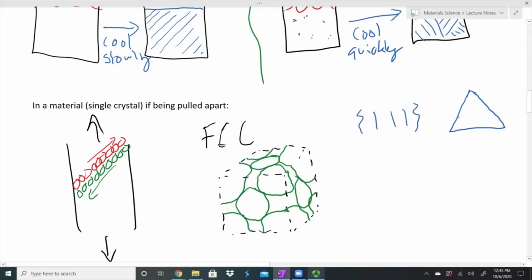If we do this, we end up with a picture that kind of looks like this. Nope, not like that.